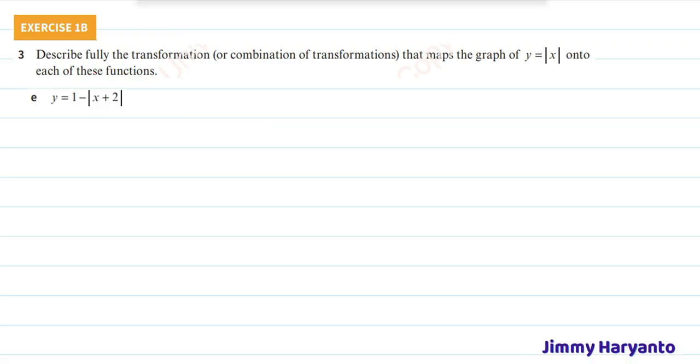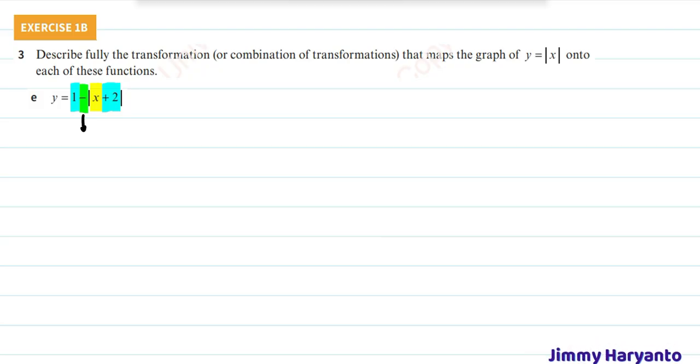Next, for 3e, still describe the transformation. First we have to take a look at the x. It's originally only x, and then what changed? We have plus 2 right here, and then plus 1 right there, and then we have a negative sign in front of the modulus function. So first you have to do it in order. You have to do the multiplications before the additions. So you have to take a look at the negative first, because negative means negative times modulus of x. So you have to do the multiplication.